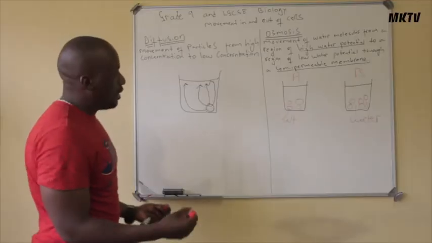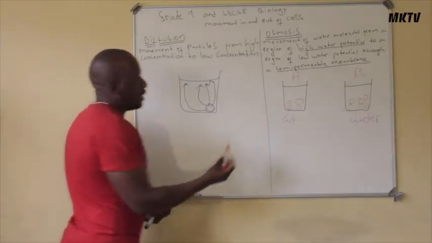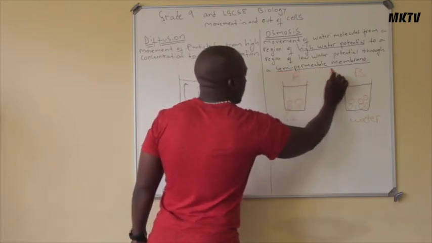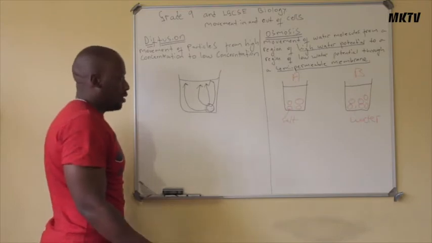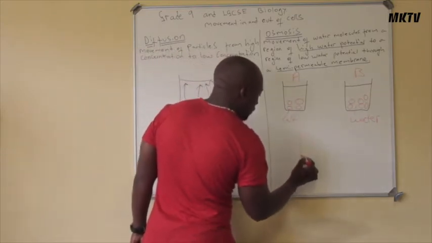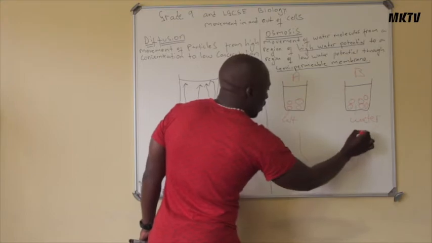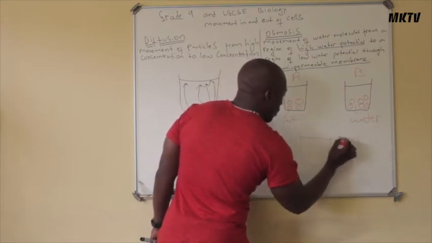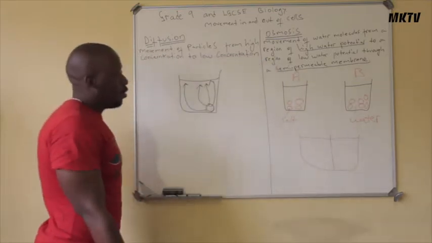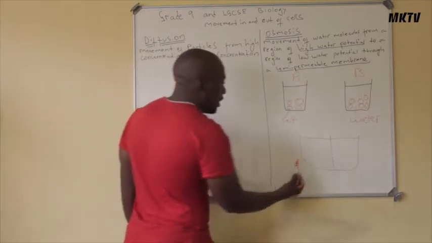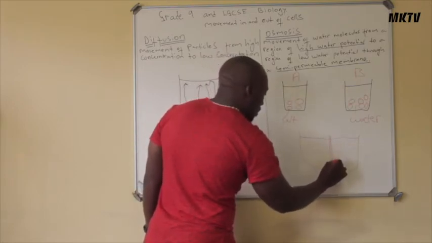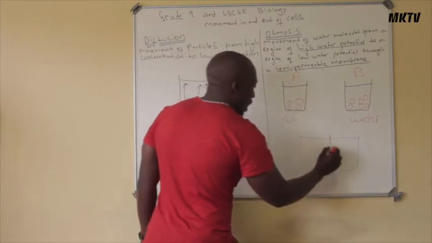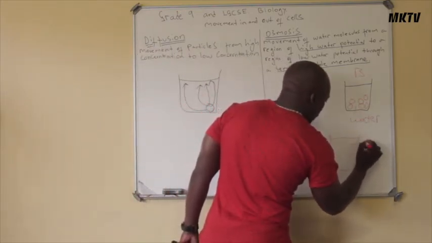So now we can demonstrate, we can do another experiment showing what will happen when there is a semi-permeable membrane. Now I have my bowl here, and we are going to demonstrate osmosis using a semi-permeable membrane. So this is our semi-permeable membrane, and here I will have pure water.